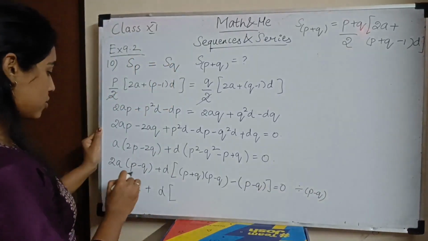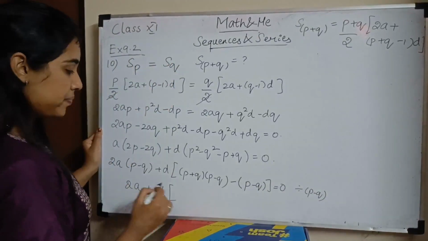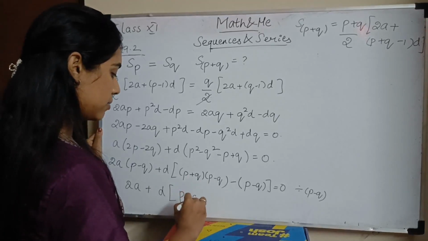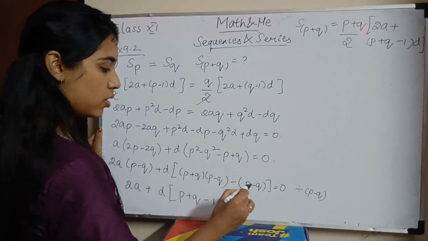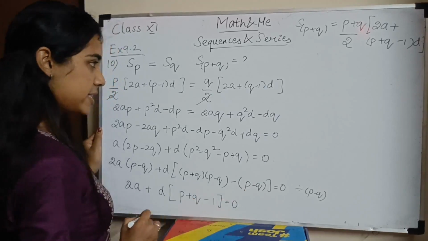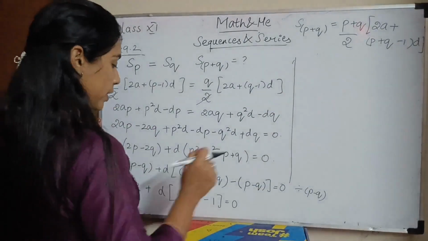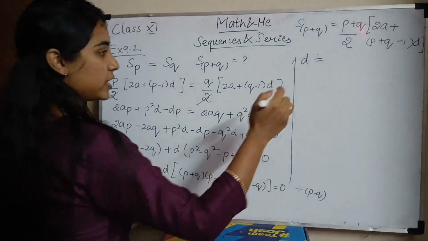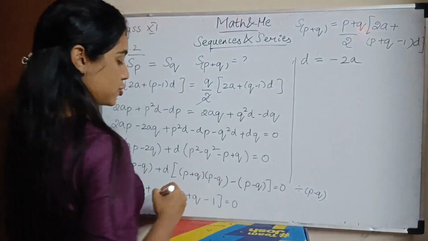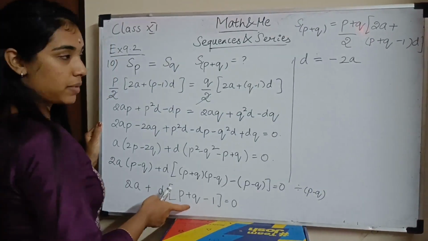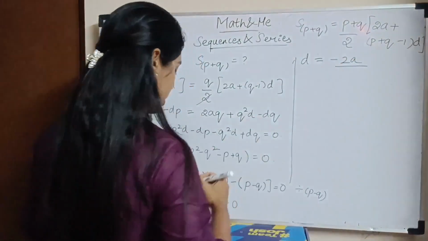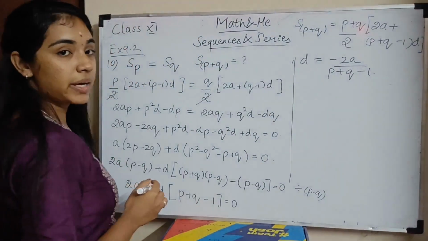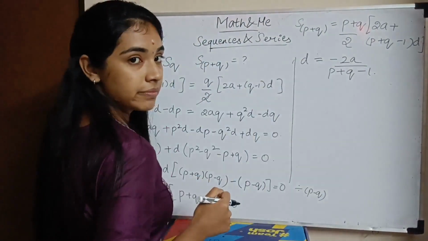So here, if I divide, what happens? This term goes off. I have 2A. Here if I divide by P minus Q, I'll have D times (P plus Q minus 1) equals 0. So what do I have? I have D equals, I'm going to take this 2A to the other side, so it becomes minus 2A. Now I have D times some number. So when I bring it down, it becomes the denominator. So I have P plus Q minus 1. So this is my D in terms of A.